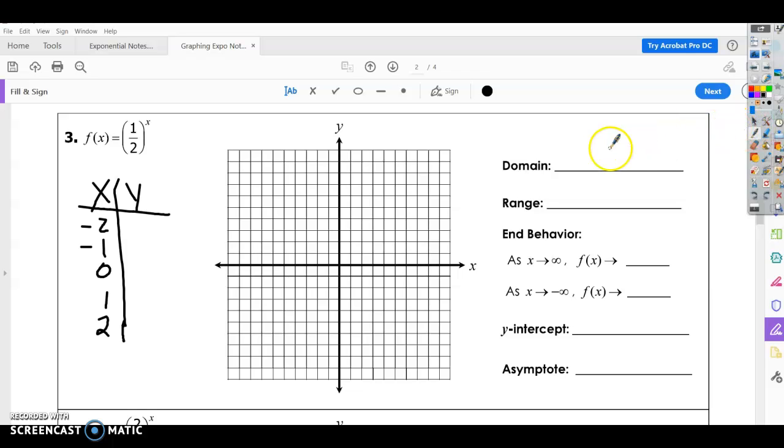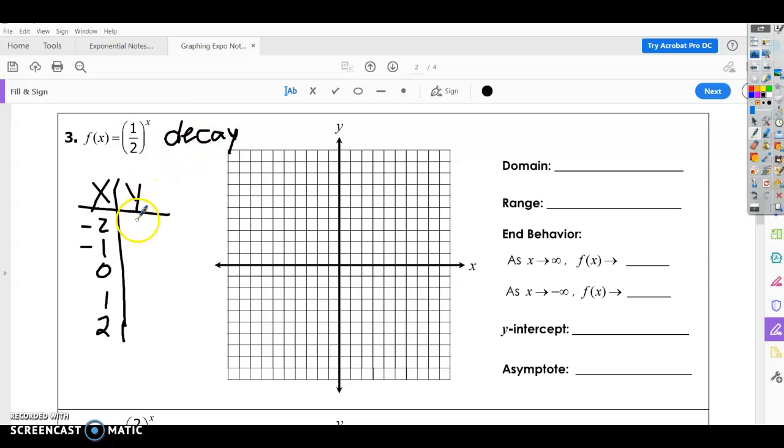So the first thing we're going to do is determine what type of function it is. f of x equals 1/2 to the x power. 1/2 is less than 1, so that means this one is going to be a decay. Okay, so if it's a decay function, that means our graph is going to be decreasing.